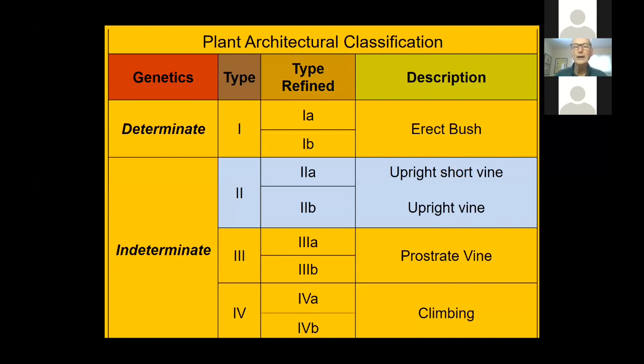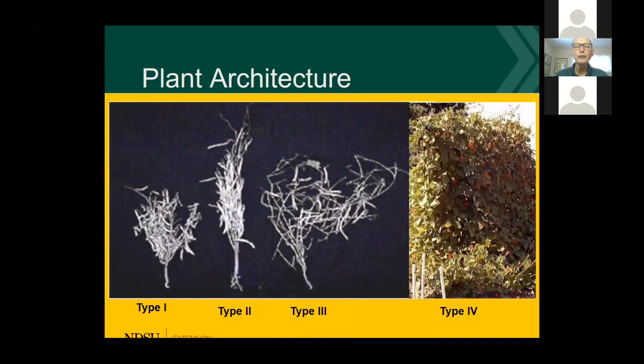So mostly in our region, we are looking at the upright short vine and the upright vine types. We have moved away from the kind of the not upright varieties due to the ability of the upright to be harvested directly. So here is kind of a visual of the different architecture.